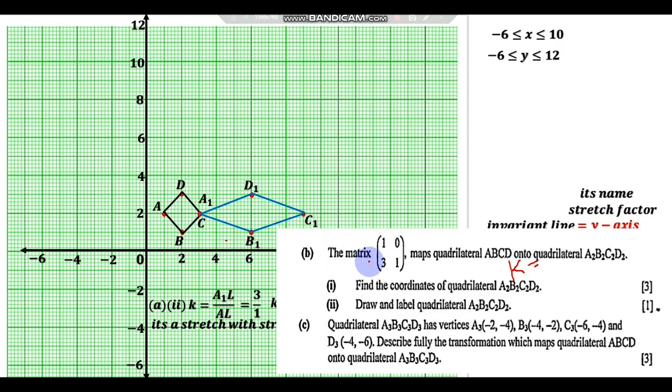Question B says, the matrix 1, 0, 3, 1 maps quadrilateral ABCD onto quadrilateral A2, B2, C2, D2.